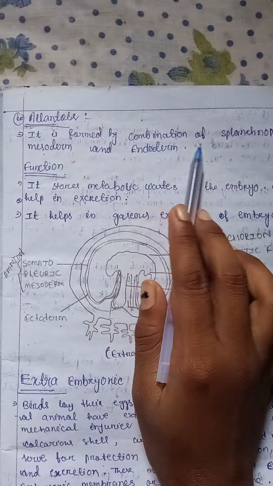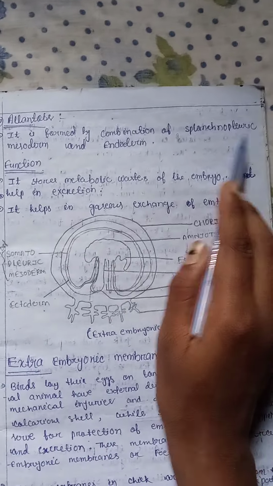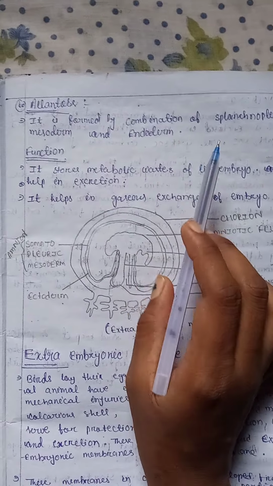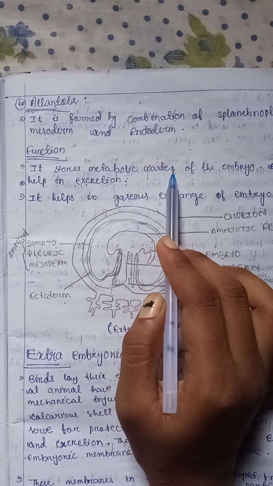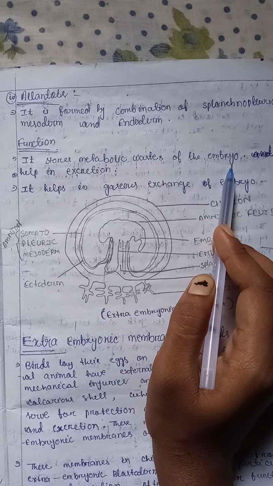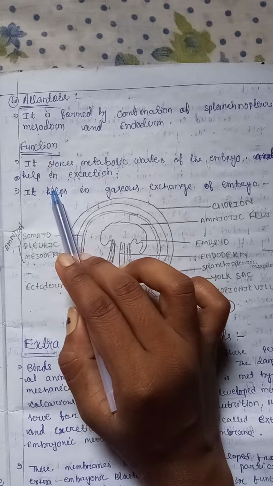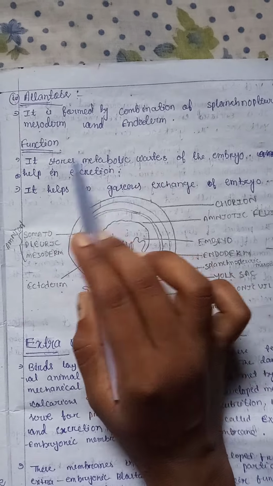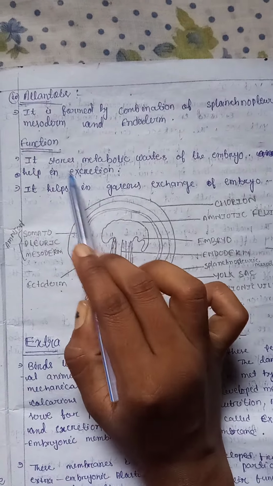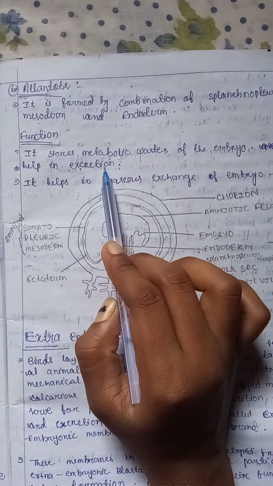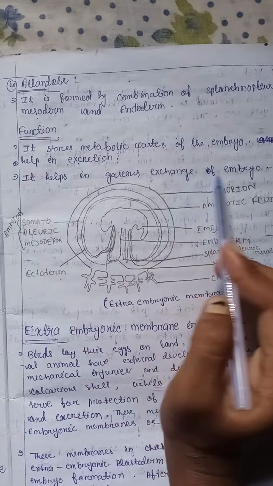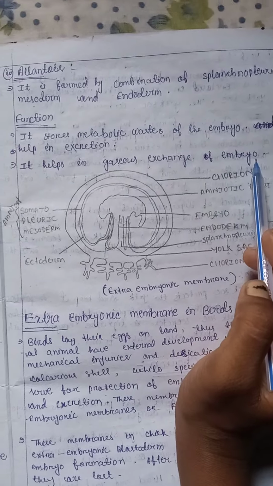The fourth one is allantois. It is formed by combination of somatopleuric mesoderm and endoderm. And what is the function of allantois? It stores metabolic wastes of the embryo, helps in excretion, and helps in gaseous exchange of the embryo.